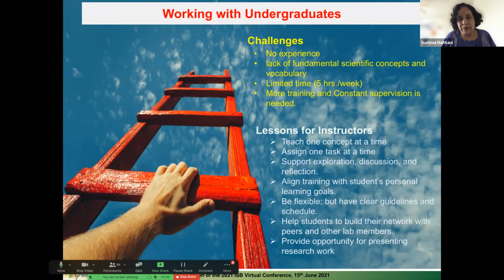What I learned as an instructor is to teach one concept at a time, assign one task at a time, support exploration, discussion, and reflection, be flexible but have very clear guidelines and schedule, and then help the student to build their network with their peers and other lab members, and provide opportunity for presenting research work.